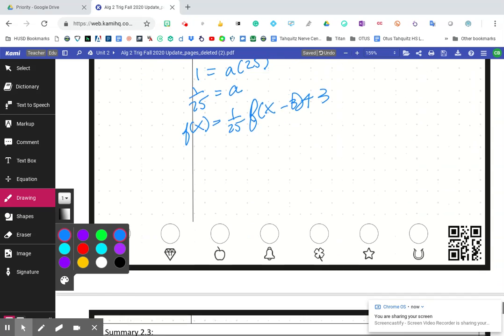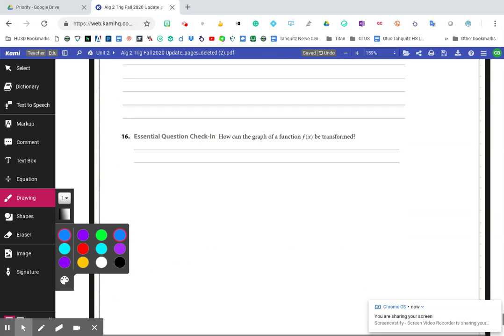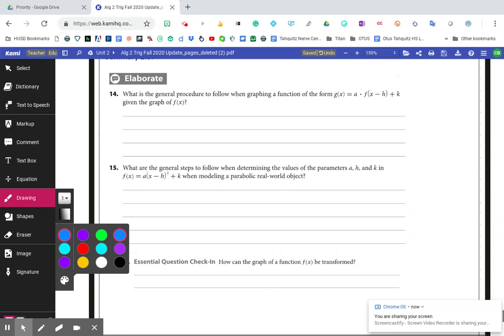That's it for the lesson. You now can answer these Elaborate questions. You're going to answer all 3 of those Elaborate questions. Remember, that is counting as your summary, so you don't have to do anything additional to your summary.